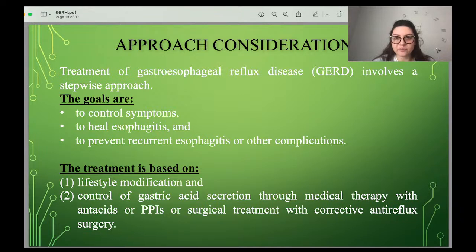Approach considerations for a patient with gastroesophageal reflux disease. Treatment of gastroesophageal reflux involves a stepwise approach. The goals of treatment are to control symptoms, to heal esophagitis, and prevent recurrent esophagitis or other complications. The treatment is based on lifestyle modification and control of gastric acid secretion through medical therapy with antacids or PPIs, or surgical treatment with corrective anti-reflux therapy.